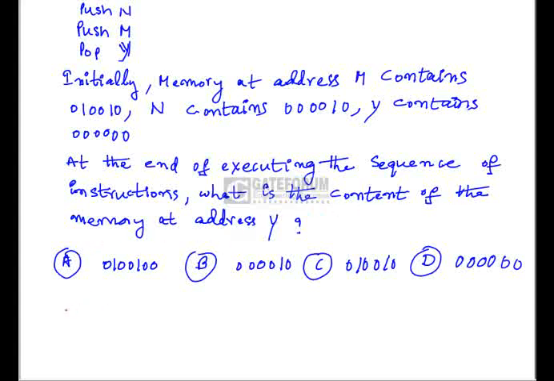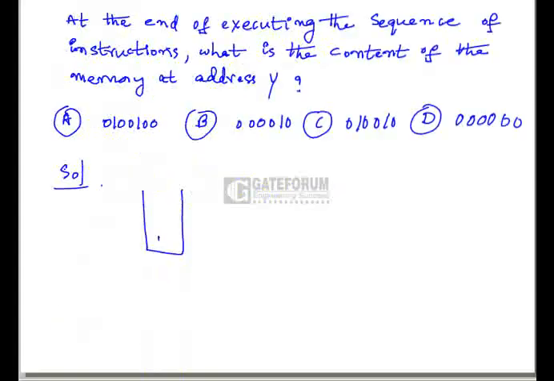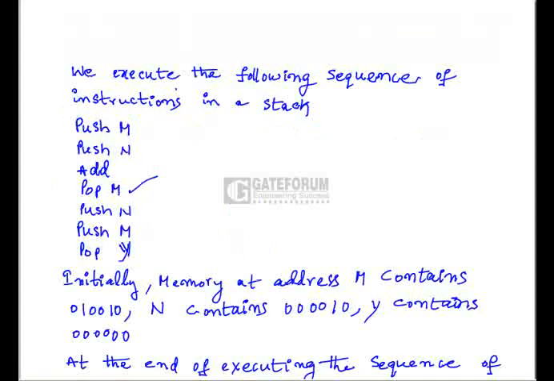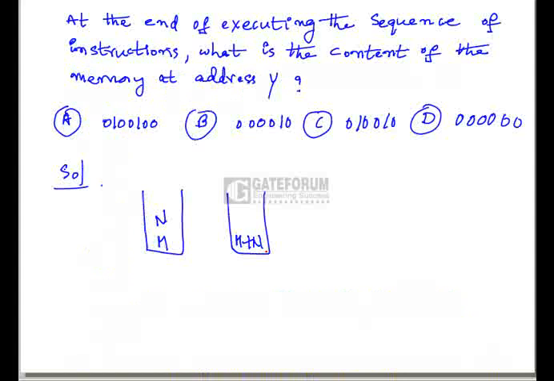So here let us perform the operations. The solution will be like this. Push M. First we are going to push the M value into the stack. Again push N. Next is the add operation, so that after adding, the M plus N value will be there in the stack. Next one is pop M, which means the content of the top of the stack will be popped into the location in memory at address M, so that M will get M plus N now.